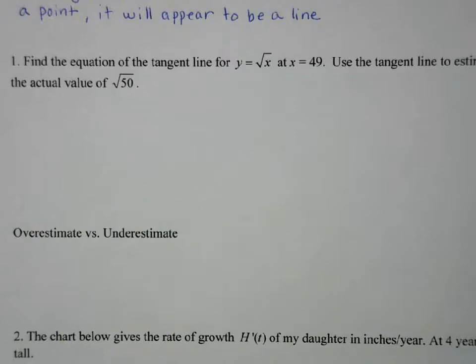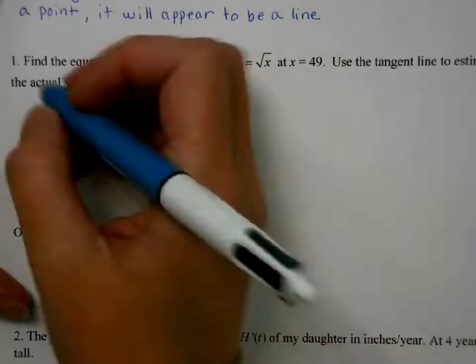We like lines because they're easy to deal with, and we can easily write the equations of them. So we're going to find the equation for the tangent line for y equals the square root of x at x equals 49, and we're going to use the tangent line to approximate the square root of 50. So let's go ahead and do the math here, and then we'll look at the graph and see what happened.